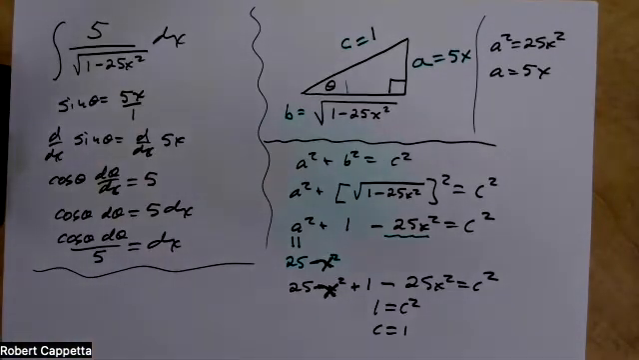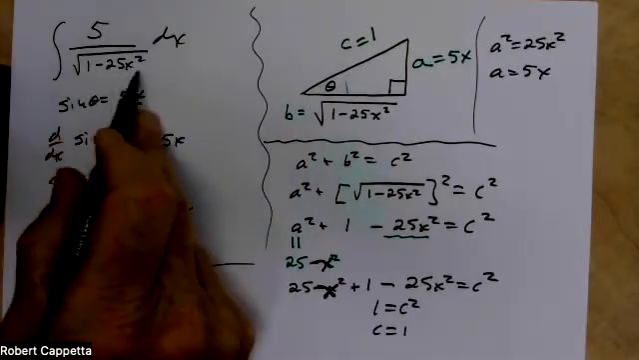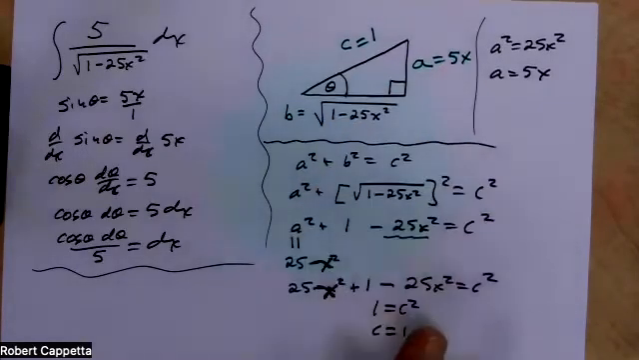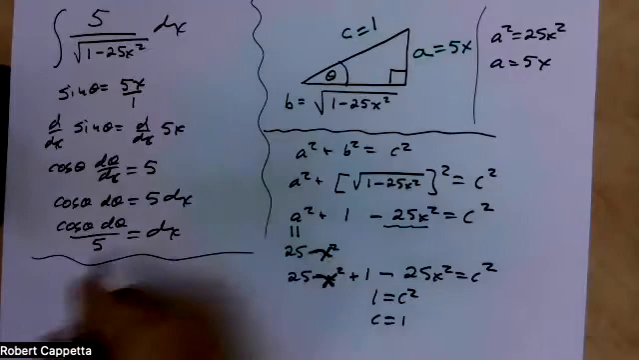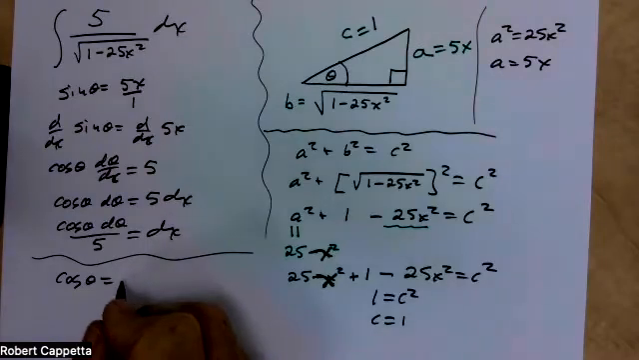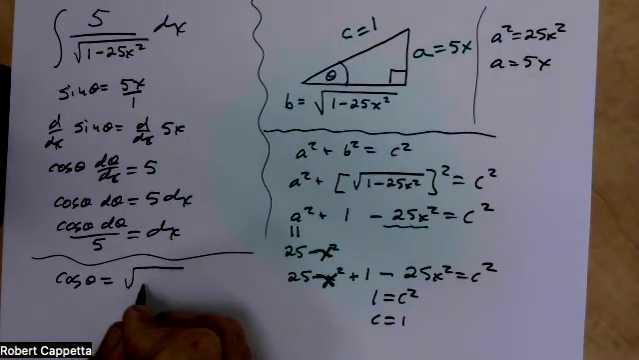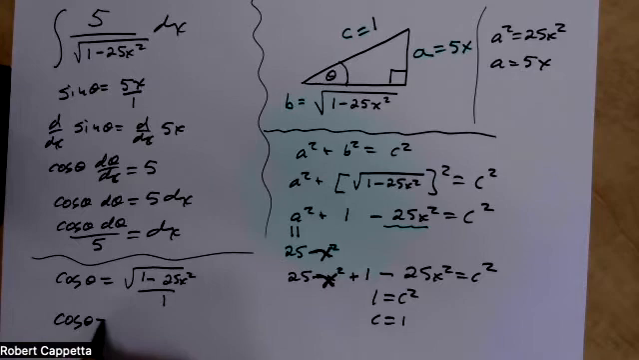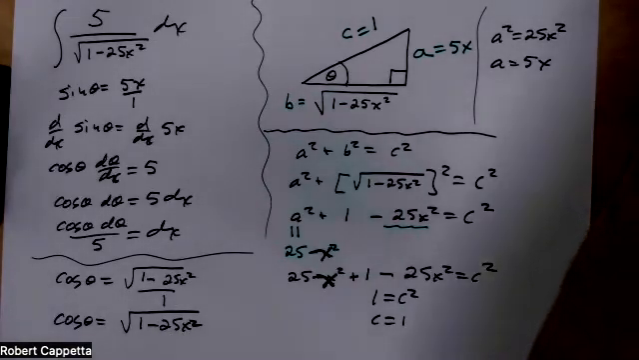What's another fact that I need? Well, I need root 1 minus 25x squared, but you can see how that's cosine. Cosine is adjacent over hypotenuse. So looking at my triangle, cosine of theta is root 1 minus 25x squared over 1. Great. So cos theta is root 1 minus 25x squared. So I think we're in a good place.